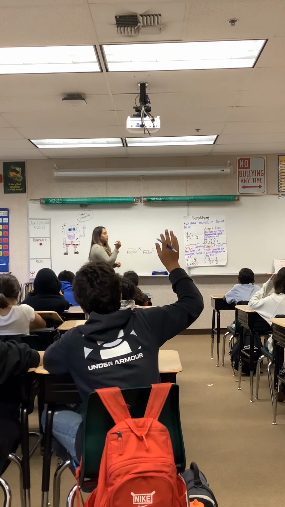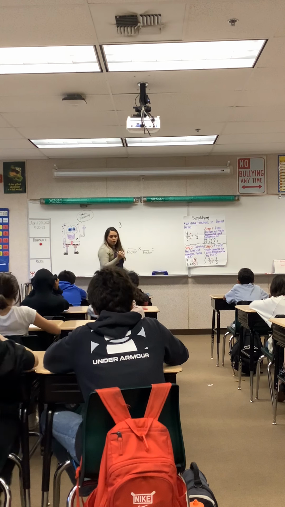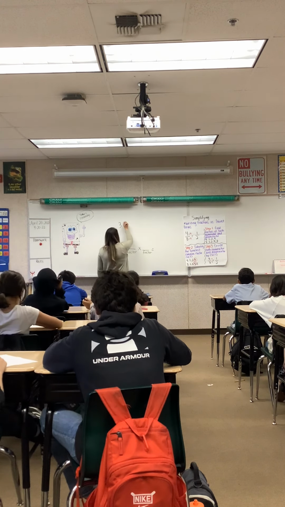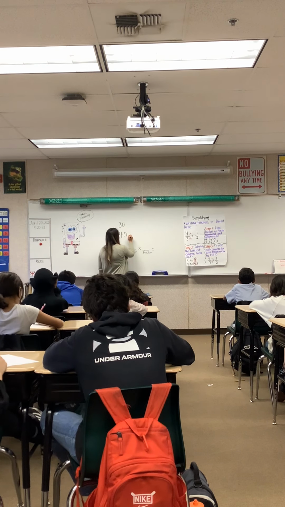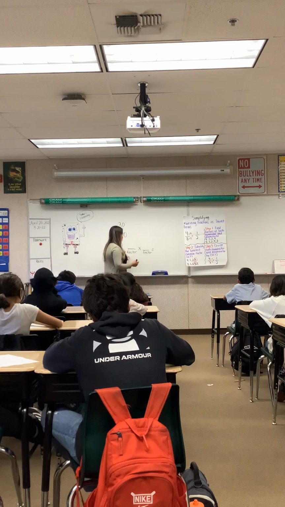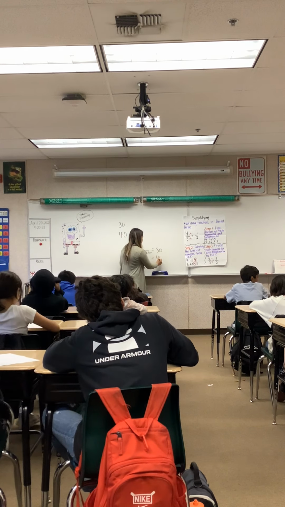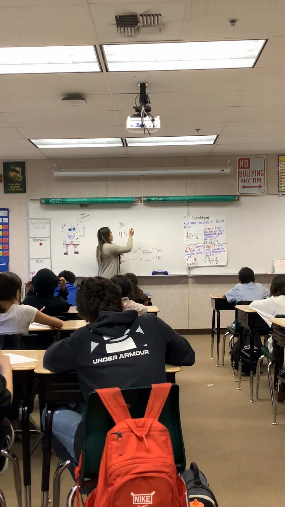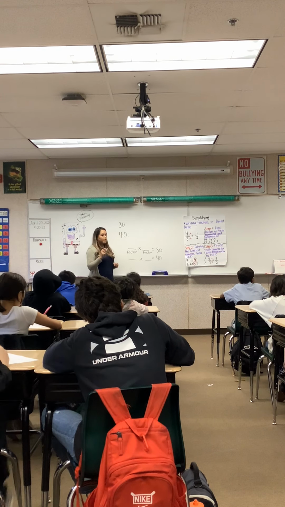Number 2 is 30 and 40. Alright, so now we're going to find all the factors for 30 and 40, all the factors that equal 30 and 40. Let's start with 30. What's the first one? Are you supposed to be writing it down? Yes.